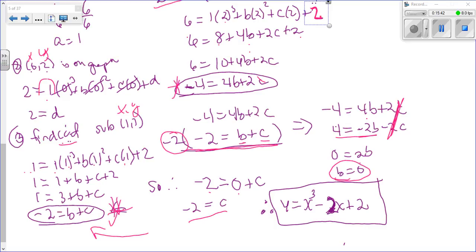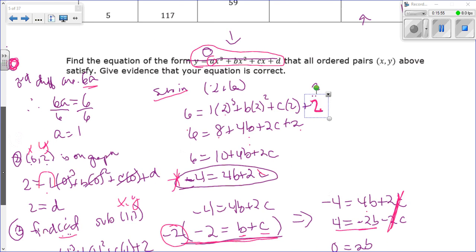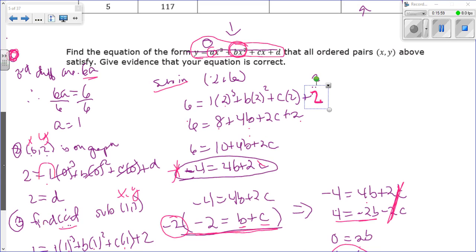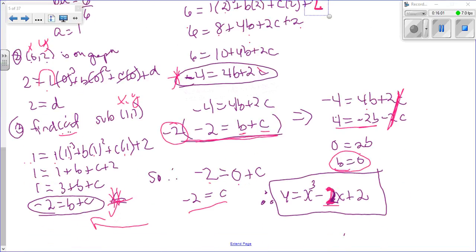And in order to write the equation, because that's what they were looking for, y equals x cubed, because a was with the x cubed. I don't have a square term because b equals 0, so that whole term will zero out. And then minus 2x, because c was negative 2, plus 2, because d was 2 in our original problem.